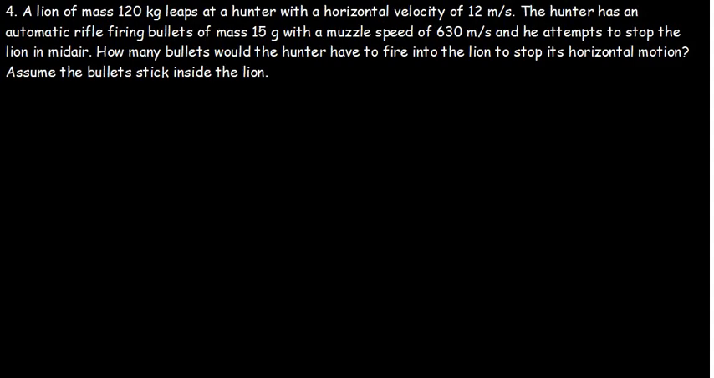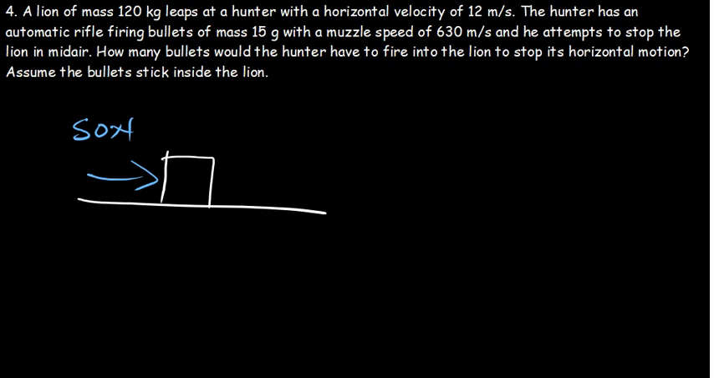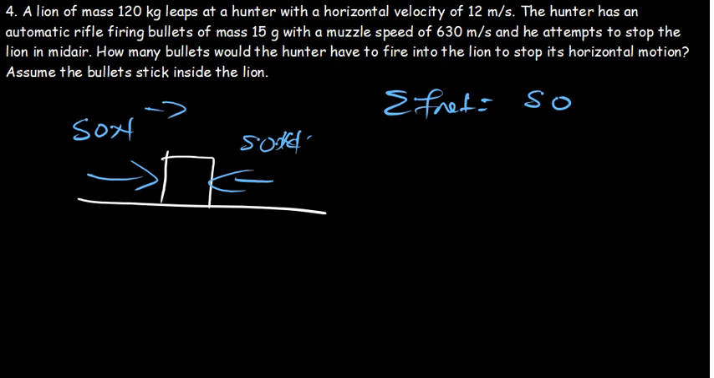Now we need to understand this question and analyze it. For this guy to stop the lion from moving, the net momentum has to be zero. I can give you this scenario for you to understand it. Let me take you back to Newton's laws of motion. Let's assume you have got an object and you apply a force of maybe 50 newtons. For you to stop this object from moving, the friction force here has to also be 50 newtons.